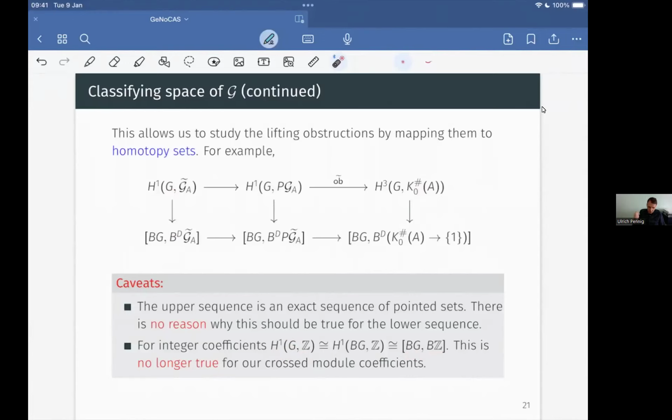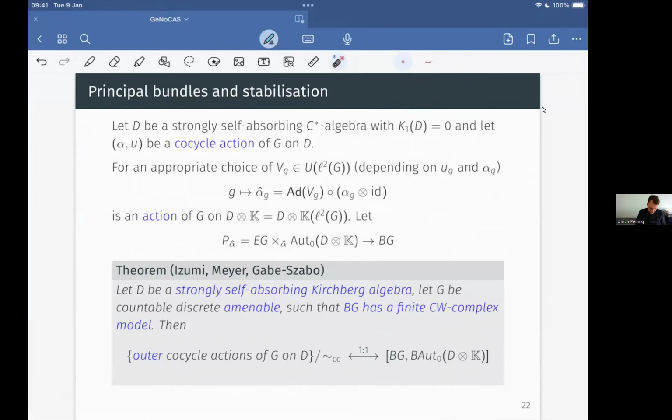And that's not true, because this relation here is no longer true for cross-module coefficients. But still, you might hope that these maps are good enough to tell you something about this situation up here. And I wanted to point out that this is actually not too bad, at least in the case where D is a strongly self-absorbing C-star algebra, and so with K1 vanishing.